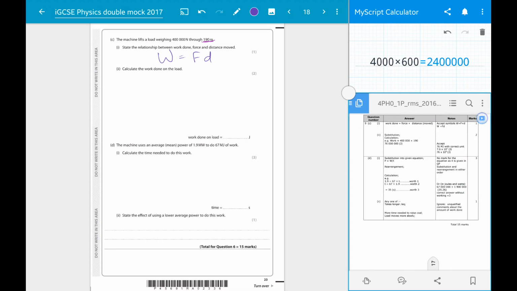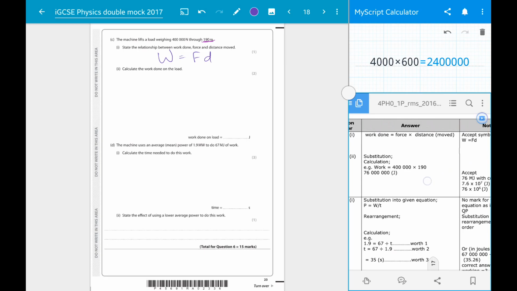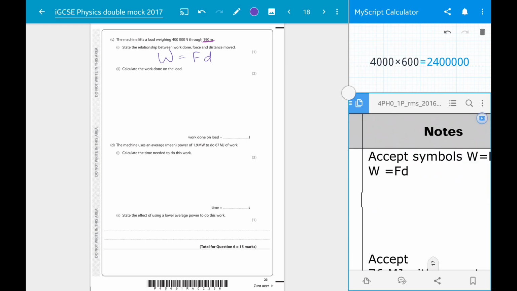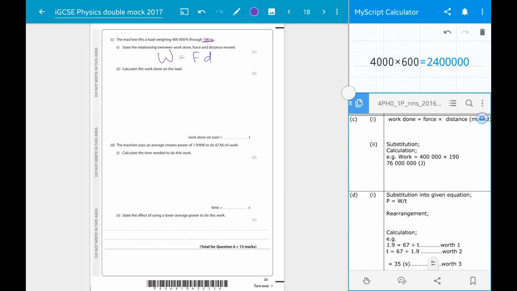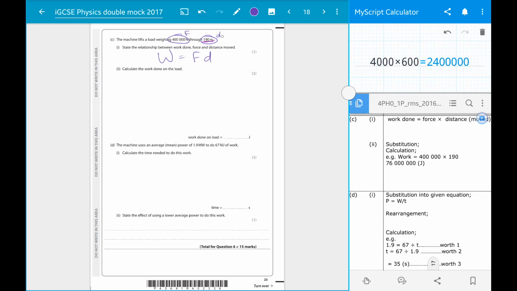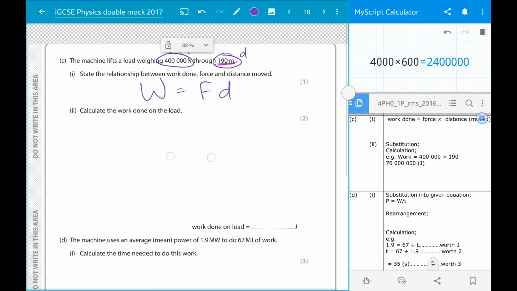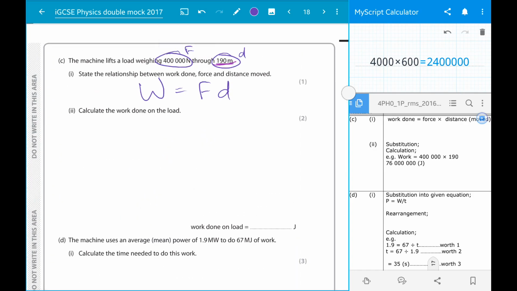So the mark scheme says work done equals force times distance, but for all of these equations you can always just use the symbols. I get used to using the symbols, it just makes it quicker. Calculate the work done. Well, you've got a force and you've got a distance, and they are in the correct units. They should always be in newtons and meters.